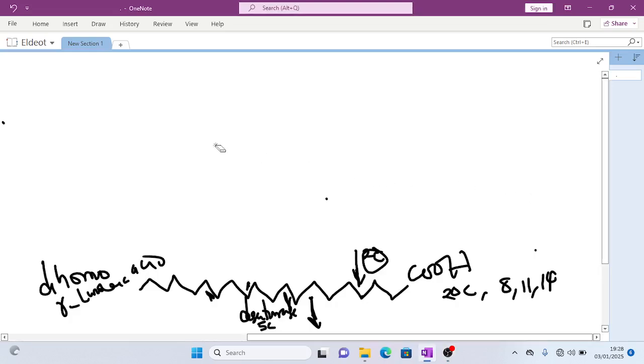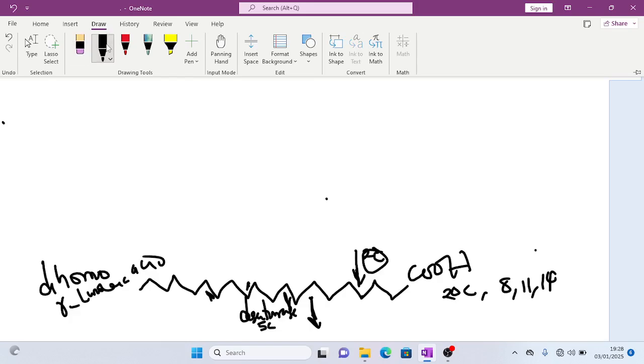Okay, so after desaturating dihomogamma linoleic acid on position 5, we now have 4 double bonds formed. So we have a double bond on carbon 5, a double bond on carbon 8, a double bond on carbon 11, and a double bond on carbon 14. So we have an eicosanoid, a 20 carbon compound formed, which is specifically called arachidonic acid.